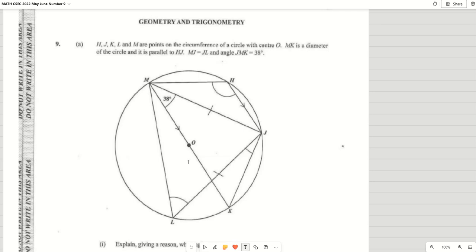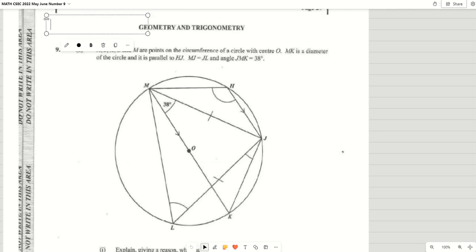Hi, good day everyone. So today we'll be doing number 9, May/June 2022. Let's read the question.